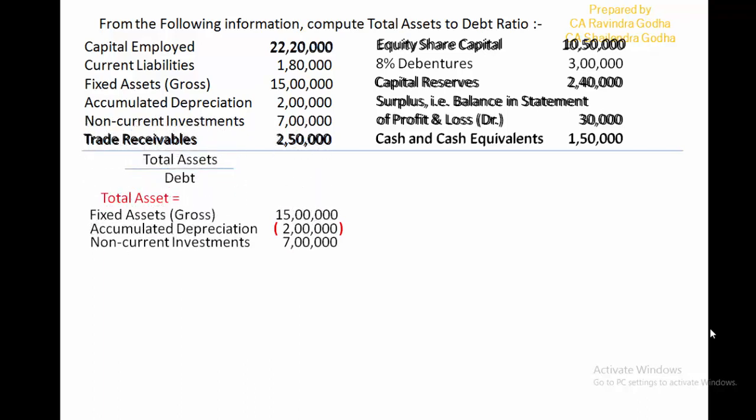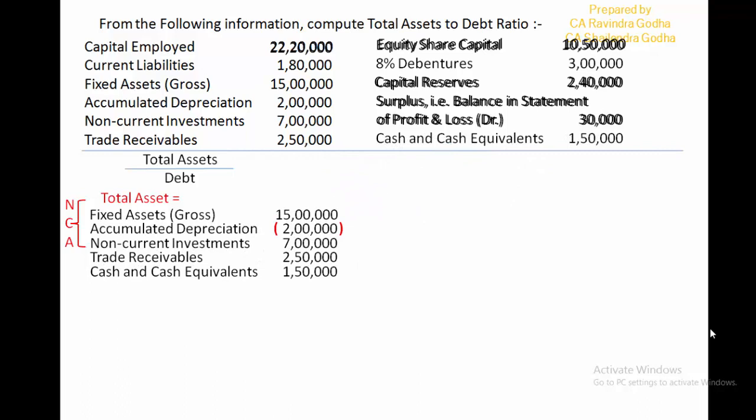Next, non-current investments. These are non-current assets. Next, trade receivables, equity share capital, 8% debentures, capital reserve, surplus. These are not the content of total assets. Next, cash and cash equivalents. It is a part of current assets. So our current assets and non-current assets are given in the question. So total assets are 24 lakh.